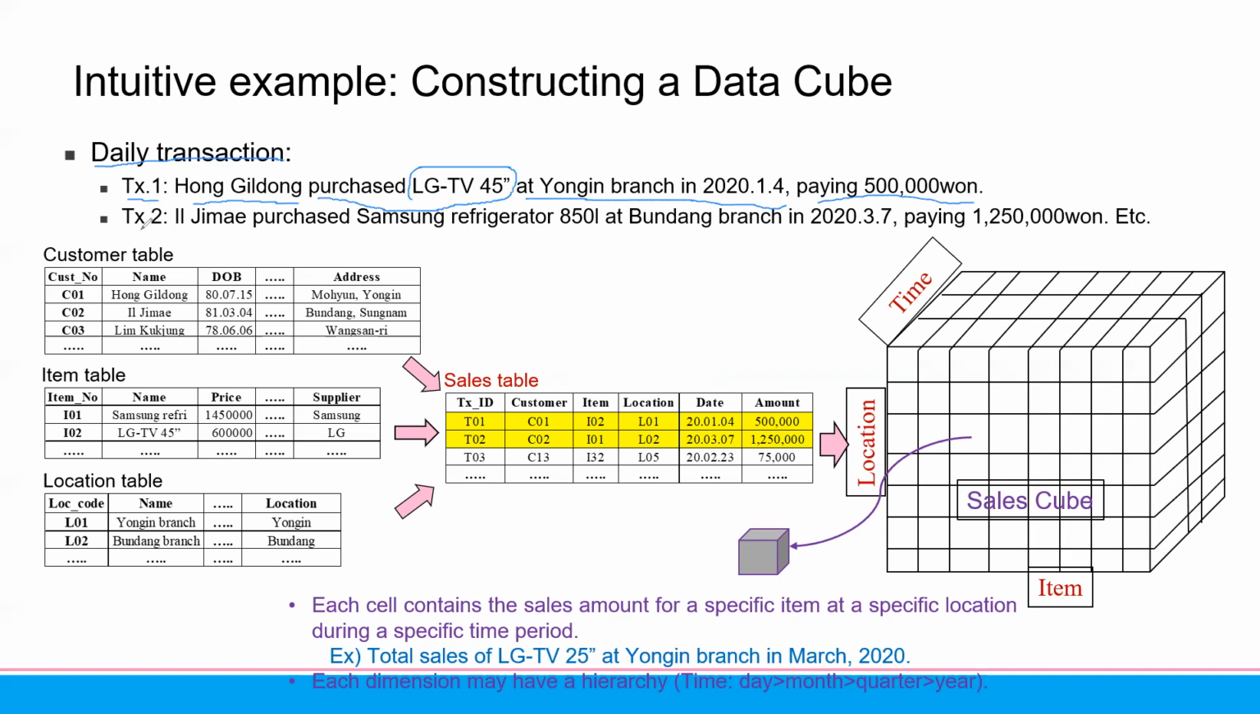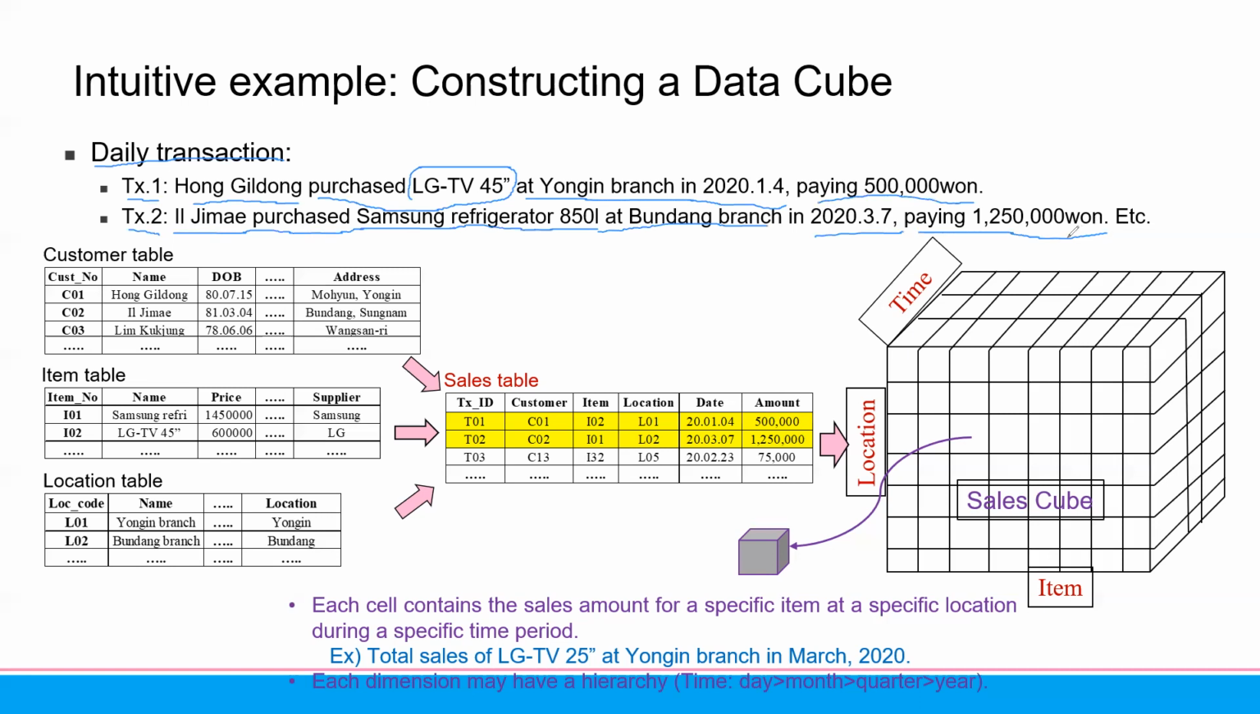And the transaction number 2, okay, someone, Ilchime, she purchased a Samsung refrigerator. The type is 850i at Bundang branch on 2020 March 7, and he or she is paying 1.25 100,000 won.